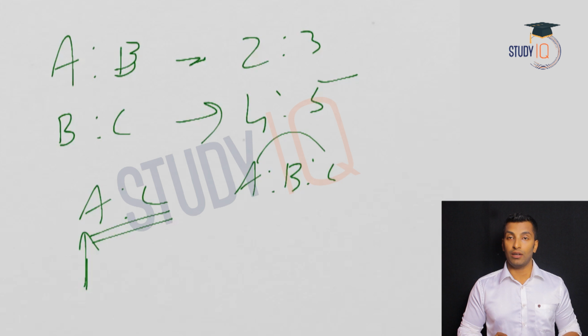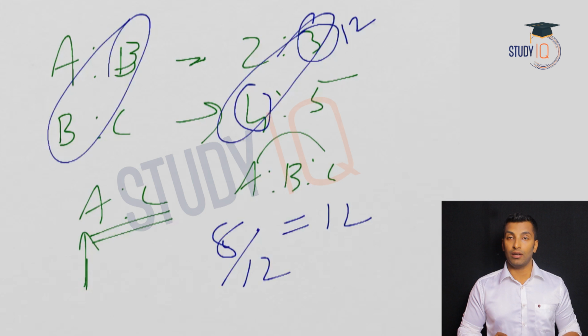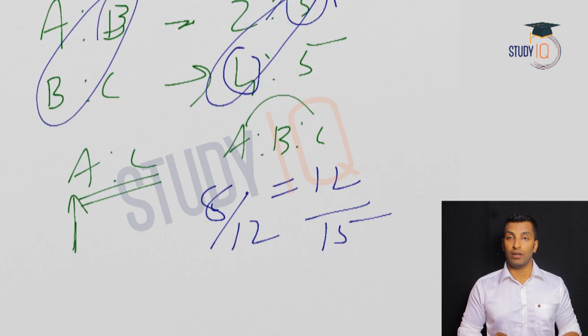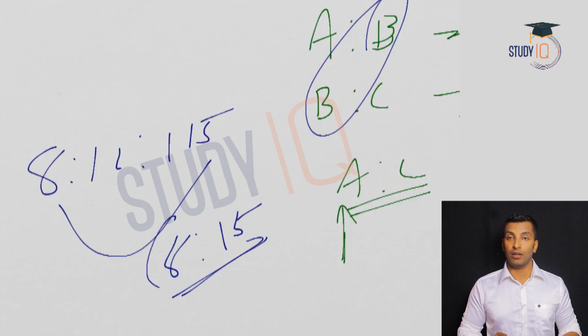So how will you proceed? You see B is common here. So here 3 and 4 you make as a common value: you take the LCM, you get 12. So you need to make this as 12 and this as 12. So the first ratio will be 8 by 12. Second will be 12 by 15. So A, B, C you can write as 8 is to 12 is to 15. So 8 and 15 is the ratio between A and C. So if A's salary is 800, C's salary will be 1500, like that. But if there are more ratios, more than 3, you need to have a better method, right?